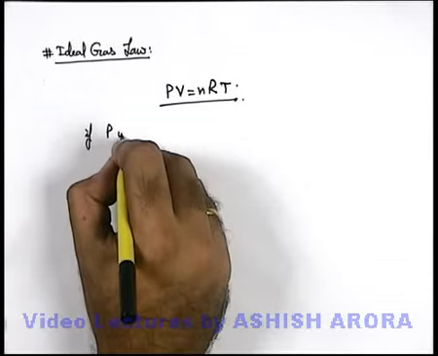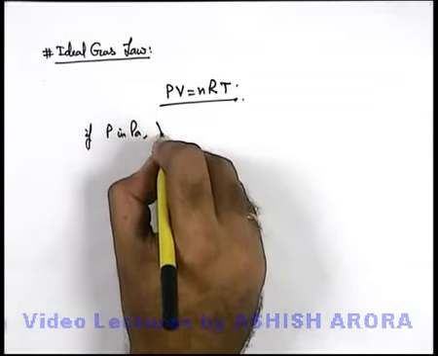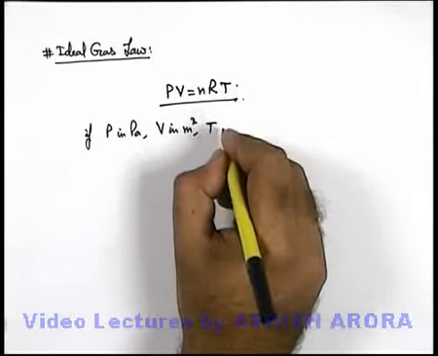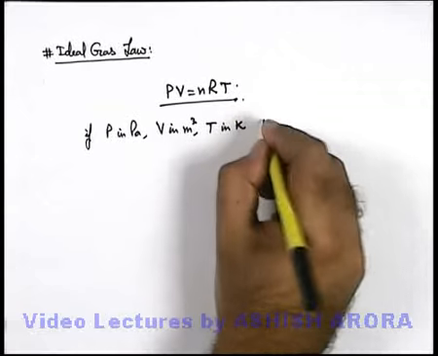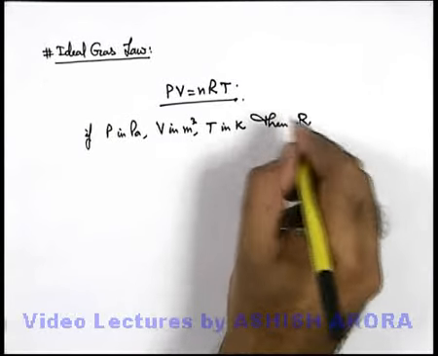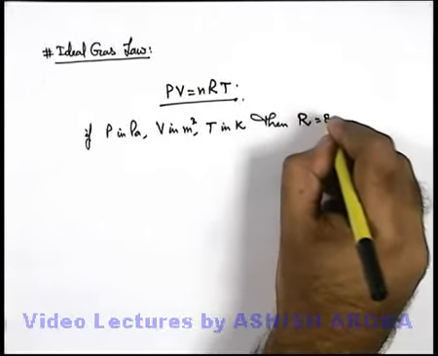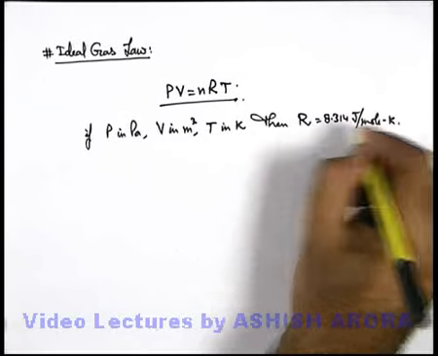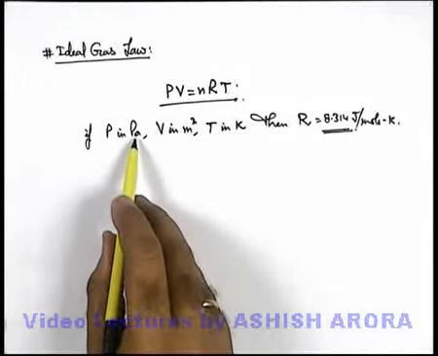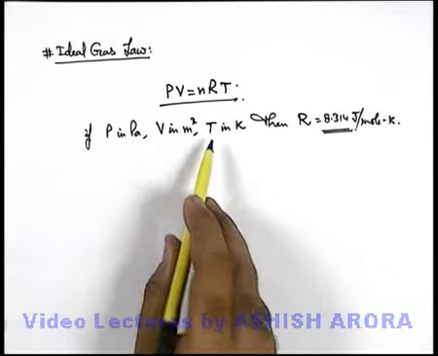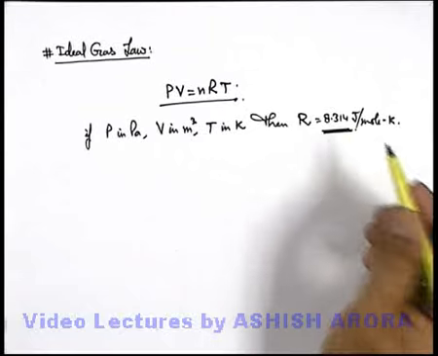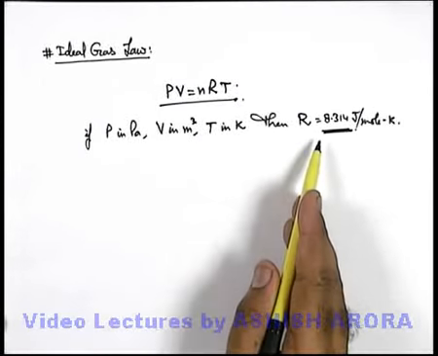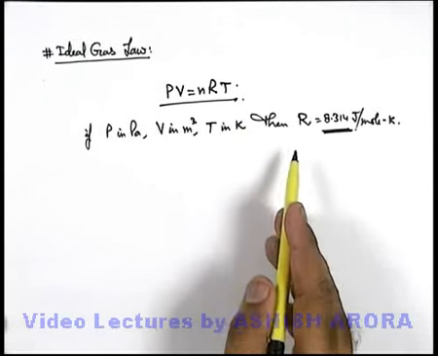You must be very careful while substituting these parameters about their units, like if P is taken in Pascal, volume is taken in meter cube, temperature which is the absolute temperature is taken in Kelvin, then the value of universal gas constant R we take as 8.314 joule per mole Kelvin. This is the value of R we use. If you change the units of pressure, volume, temperature, correspondingly the value of R also changes. But these are the international standard convention which we are going to use in SI units.